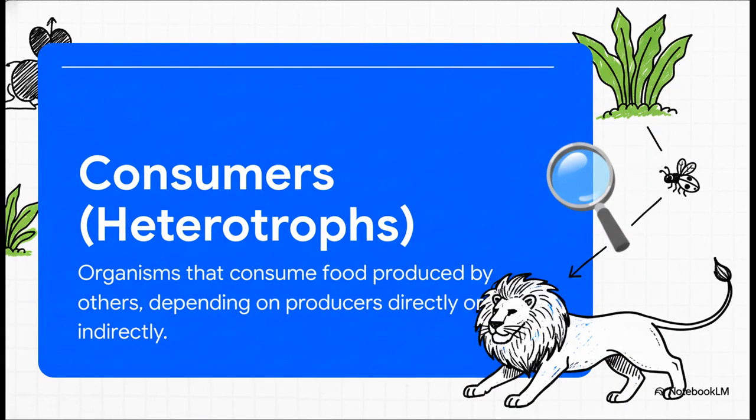Next up, we have the consumers. Their other name is heterotrophs. Hetero means other. So these organisms get their food from others. They can't make it themselves. All animals, from a small grasshopper to a big tiger, are consumers. It is very important to remember that all consumers depend on producers. Some eat plants directly, while others eat animals that have eaten plants. So directly or indirectly, the energy comes from the producers.